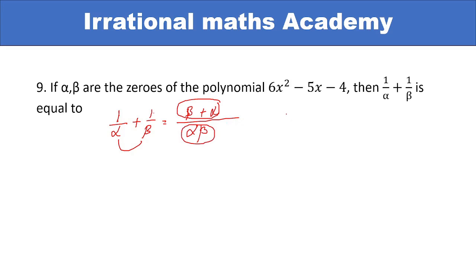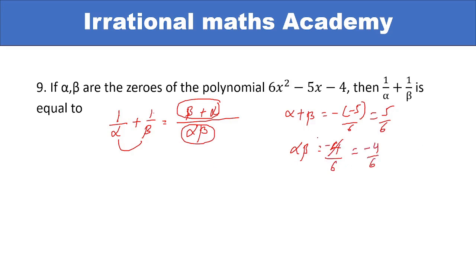So from here, my alpha plus beta value is minus 5 by 6, so I'll get 5 by 6. For the product of the zeros, I'll get C by A. C by A means minus 4 by 6. I can simplify it or leave it as it is now, so I'll take minus 4 by 6.